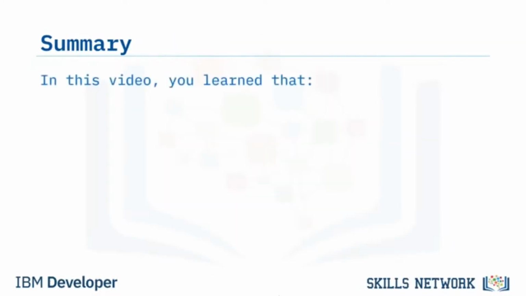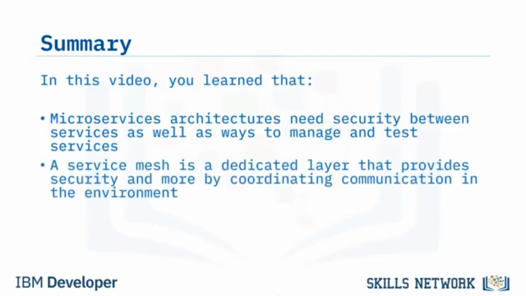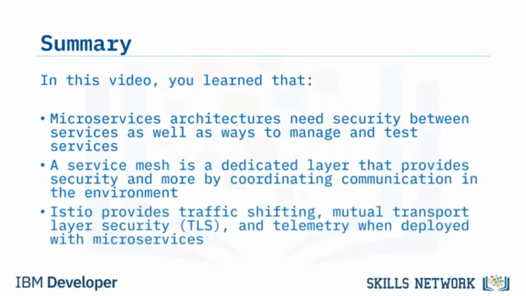In this video, you learned that microservices architectures need security between services as well as ways to manage and test services. A service mesh is a dedicated layer that provides security and more by coordinating communication in the environment. Istio provides traffic shifting, mutual transport layer security, and telemetry when deployed with microservices.